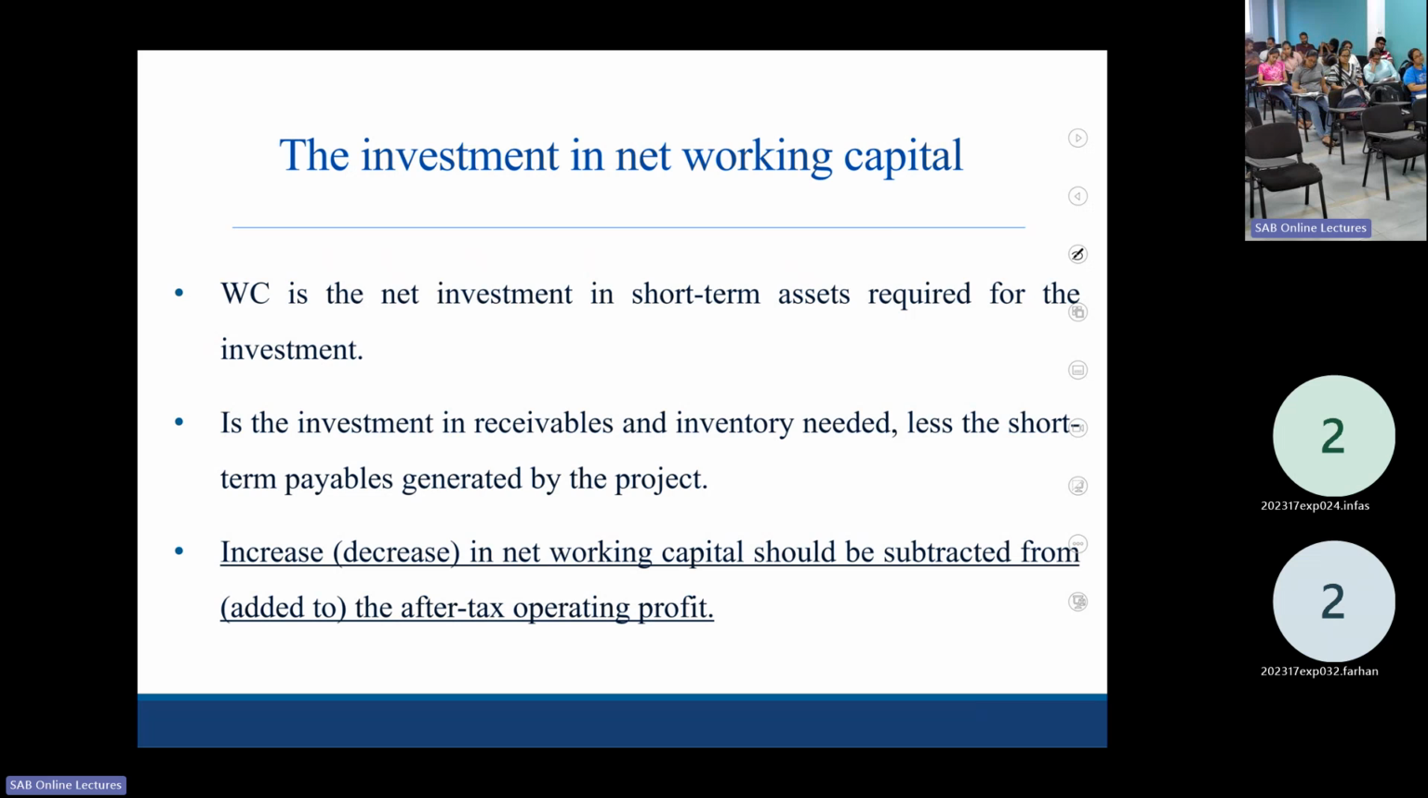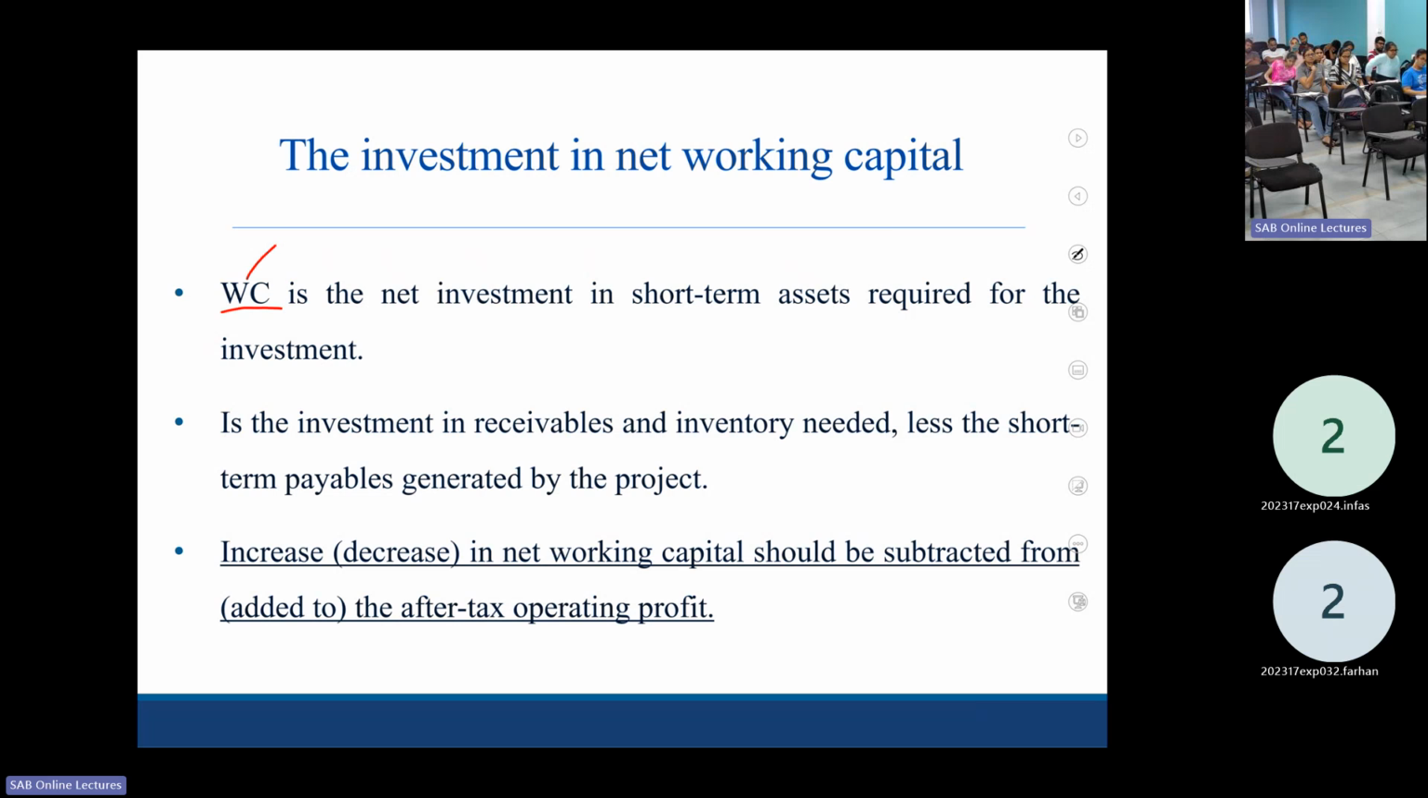Investment in the net working capital, you can see. Working capital means current assets and current liabilities. Net working capital means the difference between current assets and current liabilities. I think there is no time to discuss this working capital in detail. Normally, with the investment decision, working capital is the fund requirement related to the day-to-day cash obligations.